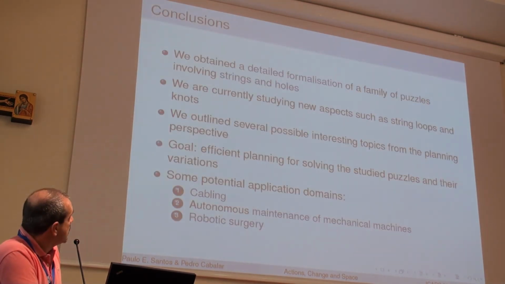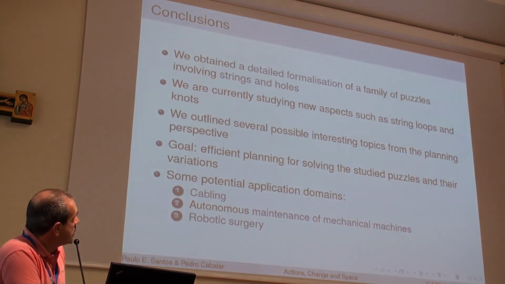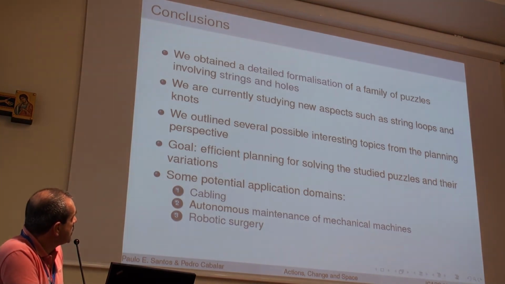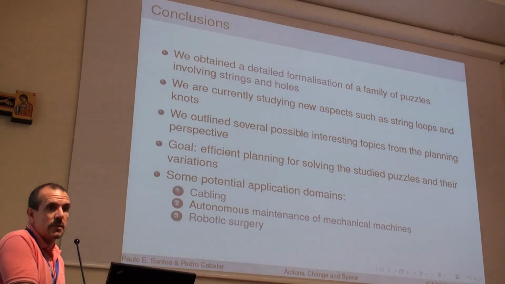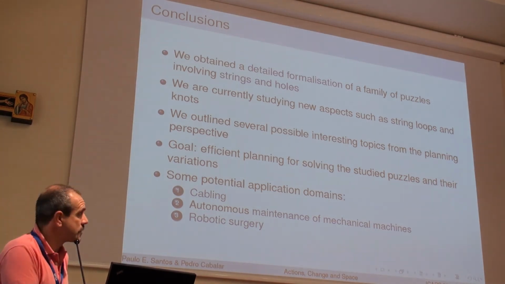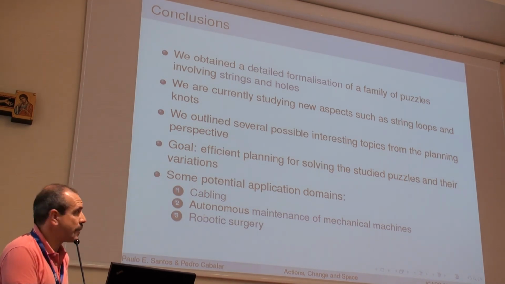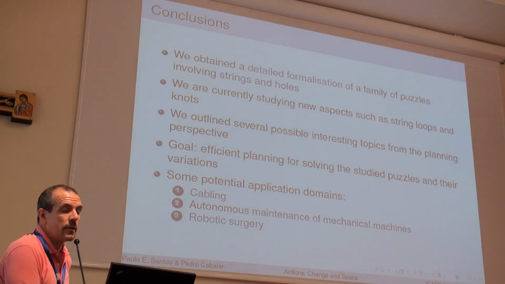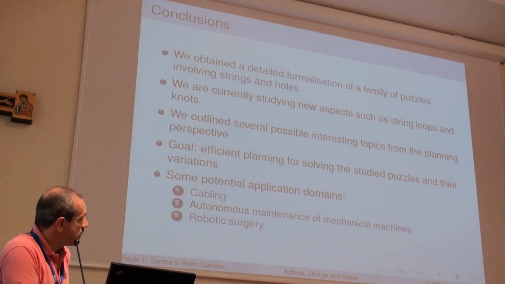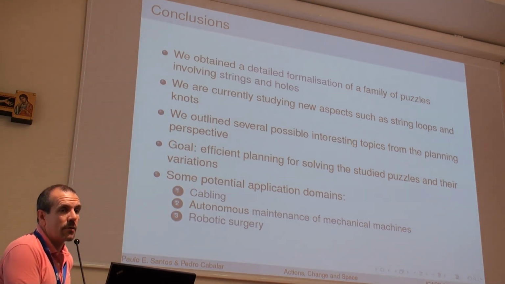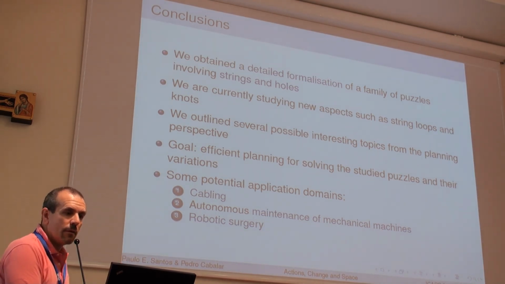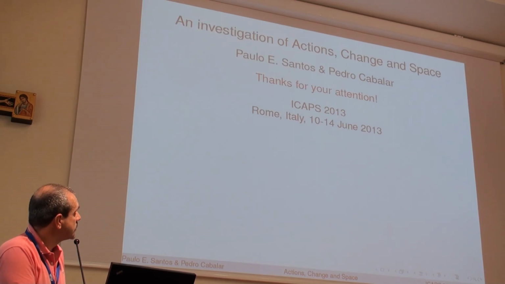So, conclusions. We obtained a detailed formalization of a family of puzzles dealing with strings and balls. We are currently studying new topics like these string loops and even knots. Right now we are considering this: could we build an efficient planner for solving this kind of puzzle? For instance, the rope ladder with the naive planner was practically impossible to solve. There was no way. And we are also considering potential application areas, although this is still very, very preliminary. So that's all.